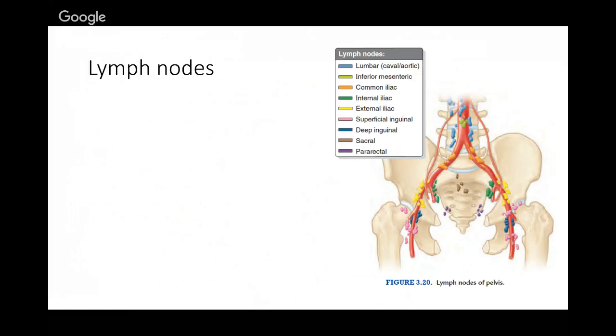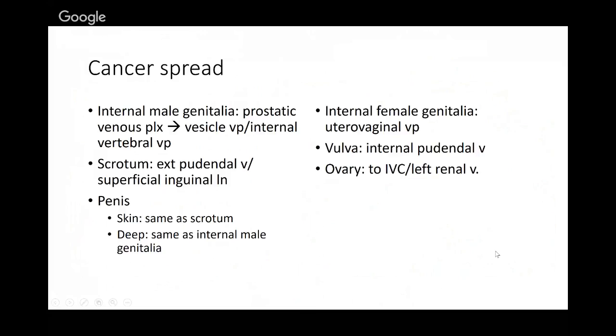All right. So yeah, be mindful of the lymph nodes. The names of the lymph nodes just depend on where they are. So lumbar, common iliac, external, internal, deep and superficial. It's actually better to put them into context. In terms of the venous system and lymphatic system, they are important when we talk about the spread of cancer. So this is what happens in males and this is what happens in females. So it's just two columns.